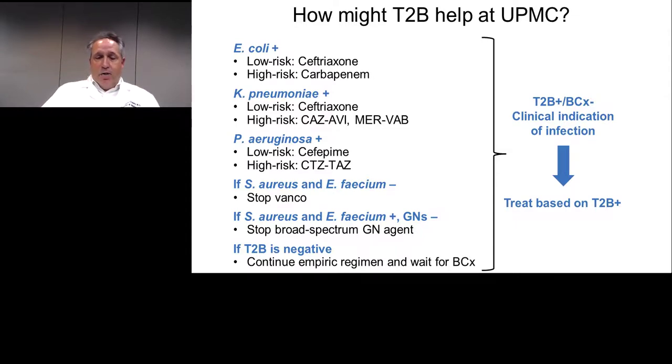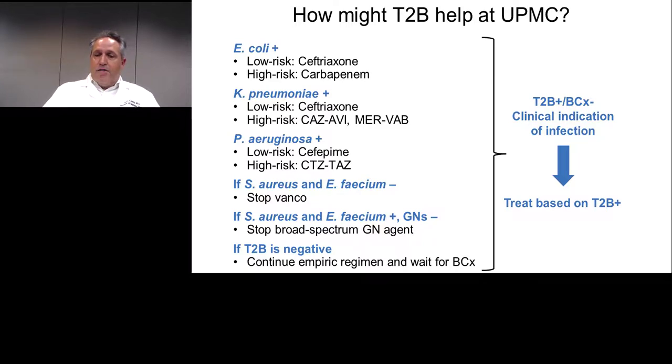I'll also point out, if you start getting negative results for Staph aureus or Enterococcus, for example, you might be able to stop vanco early. And like I said, we know that 60% of our patients are empirically getting vanco. So you can use positive and negative results based on your local epidemiology to come up with more rational empiric, and then ultimately definitive antimicrobial management strategies.